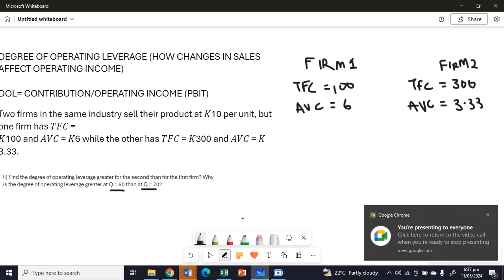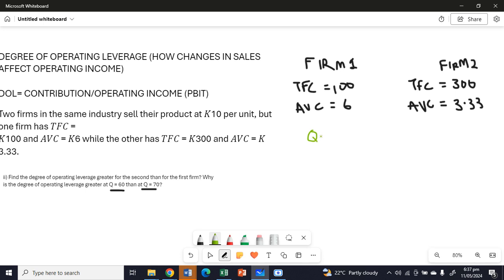So for firm one, we say at Q equals 60, when we produce 60 units, the degree of operating leverage, as we said, is the contribution over the operating income. So we can break it down like this: P, the price, minus the average variable cost. This gives us the contribution per unit. We've got the price per unit and the average variable cost per unit. So when we subtract these two, it gives us our per unit contribution.